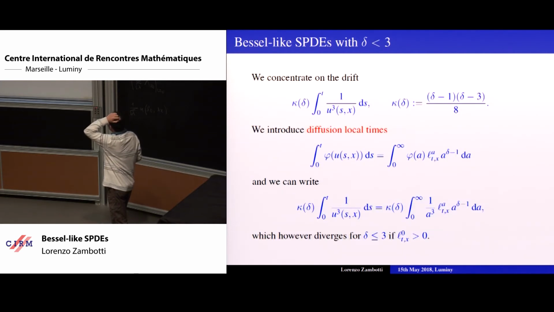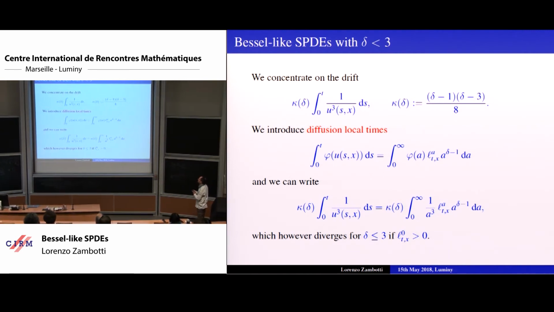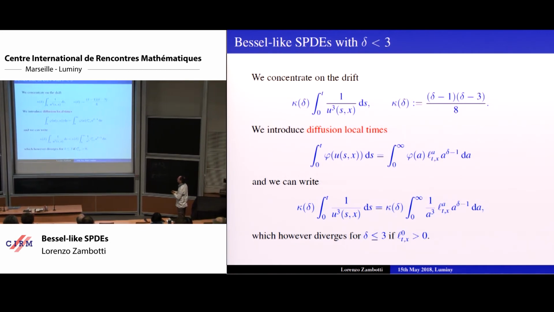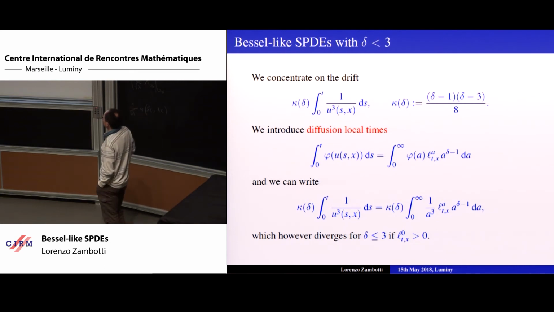Let's try to go below 3. So we consider this drift. I write it in the integral form, and I have this coefficient. Again, I say maybe we have local times. It turns out that the correct choice is, again, diffusion local times. This is not a diffusion, of course, but you see the analogy with delta Bessel processes. So this is the family that you need.